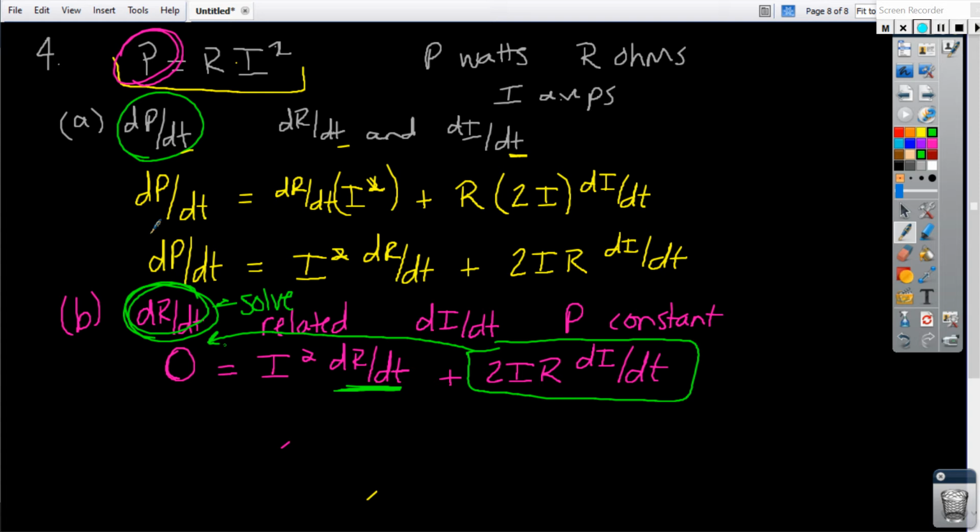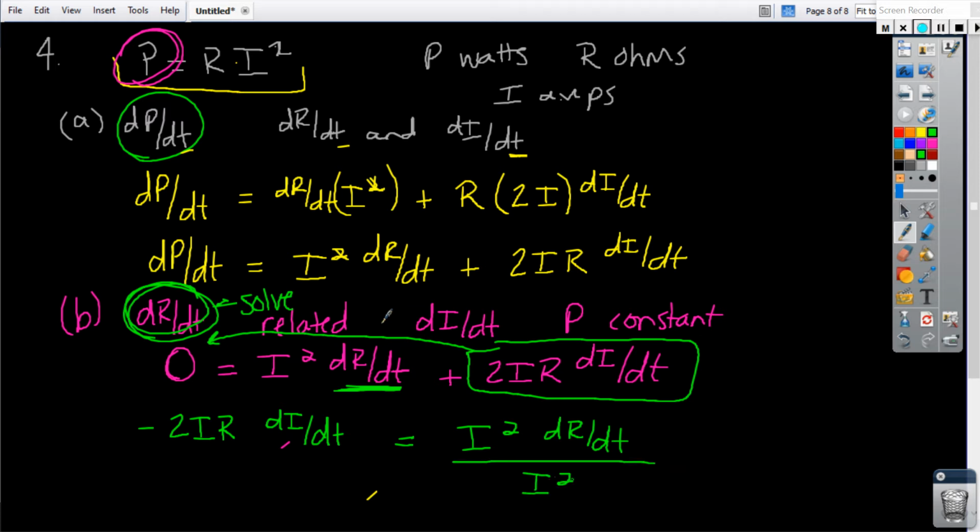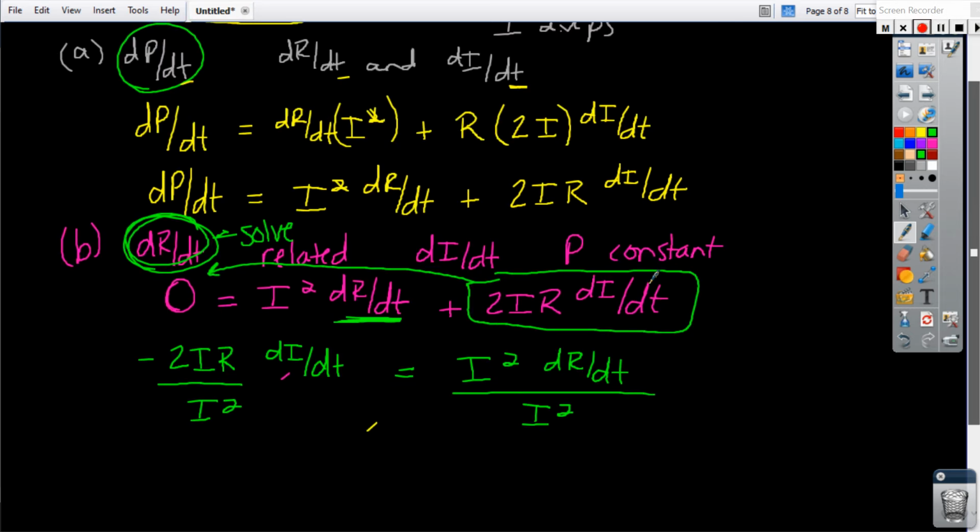Okay, and so whenever I move it over, of course I have negative 2ir di dt, and that's going to equal my I squared dr dt. And then what I want to do is divide by I squared. Remember, the goal is just to get, and because this is multiplication, I can just multiply by this one piece. It'd be the same as coming here and saying times 1 over I squared. But I just want to get that dr dt by itself.